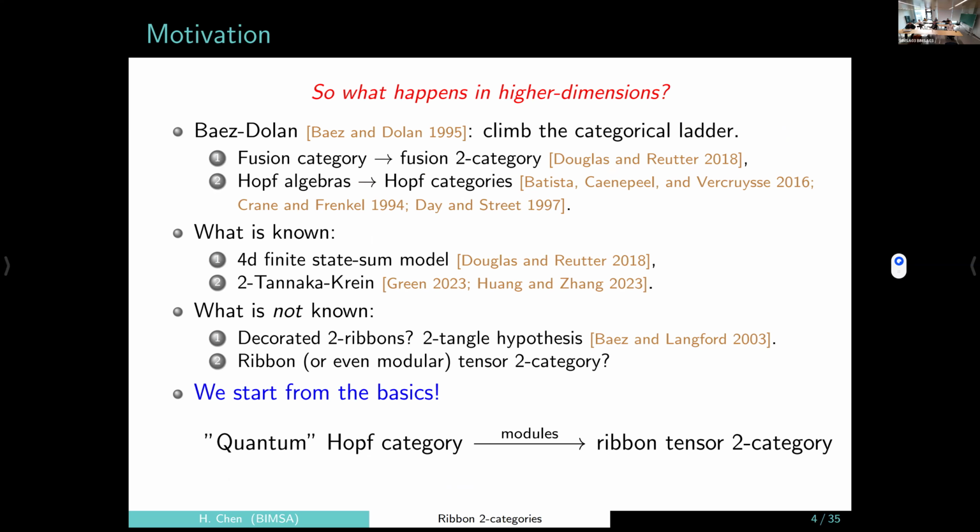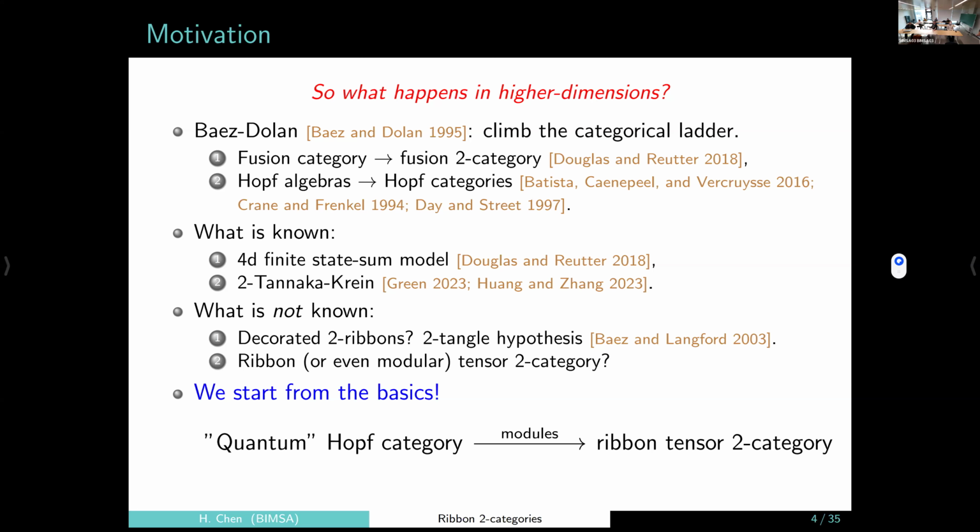So you can categorify what you mean by a fusion category. You can also categorify what you mean by a Hopf algebra. So you have fusion 2-categories. I'll talk a little bit later about what exactly I mean by a monoidal 2-category or braided monoidal 2-category, and also Hopf categories. I'll define what I mean by Hopf categories, I should say.